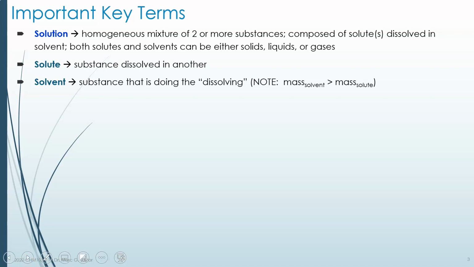So the solute, again, is the substance dissolved in the other substance, in the solvent. And the solvent is the substance doing the dissolving. And how do you tell the difference between these two? Well, whichever one has more mass, that is by definition the solvent. And if you have 3 or 4 or 5 different substances homogeneously mixed, the one that has the most mass is by definition the solvent, and all the others are solutes.